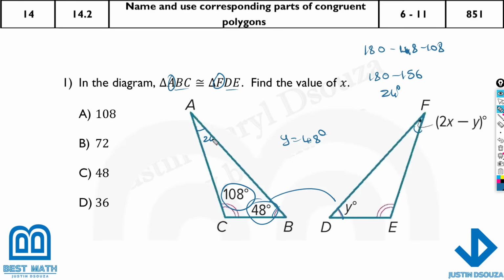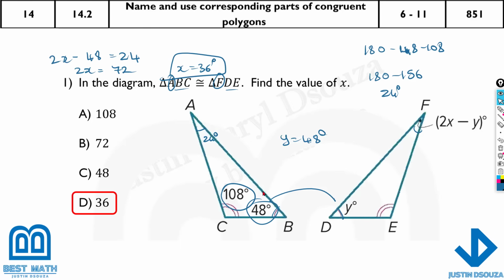Now A is 24 degrees, but that is equal to 2x minus y. So I'll solve it in the equation. 2x minus y, with y as 48 degrees, is equal to 24. You can put this in the calculator if you want. 2x will be equal to 24 plus 48, which is 72. x will be equal to 36 degrees. So here the option is D. It should be 36 degrees. That's how we solve it.